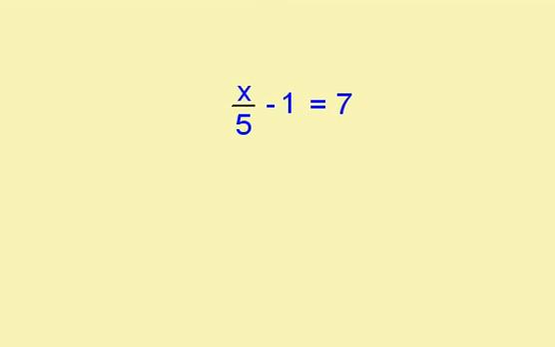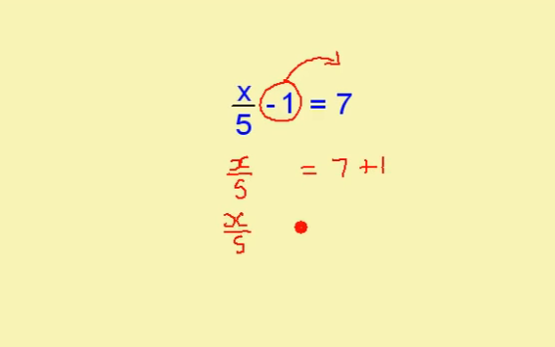We'll do this question together. Look at it carefully. Have we got any float and ping? Yes, we have here, this -1. So I'm going to put a bubble around it, float it over the equal sign, and it's going to become +1. So I've got x over 5 equals 7 plus 1, and if I work that bit out, it's 8.